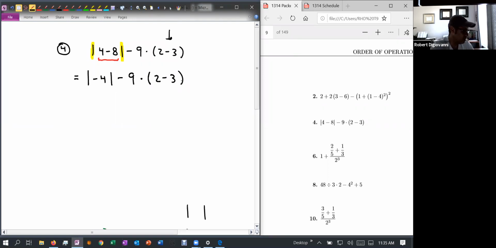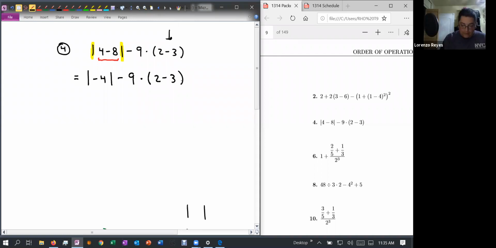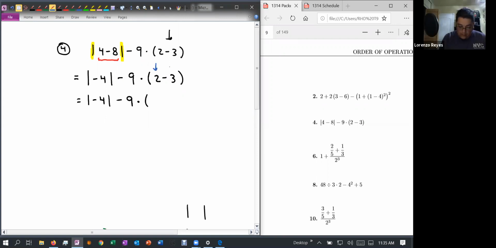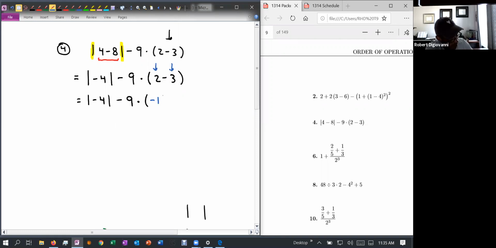So what would y'all like to do next? Y'all want to do the 2 minus 3 because it's in parentheses? Yeah, okay. So we still have absolute value of -4, take away 9 times, what is 2 take away 3? So -1. Yep, you have $2, you take away $3, you have -$1 now.